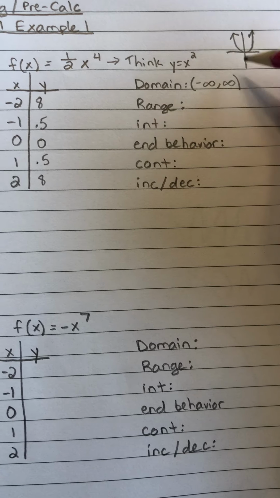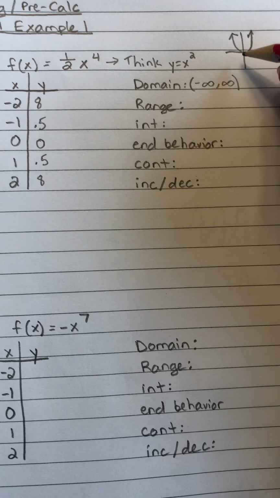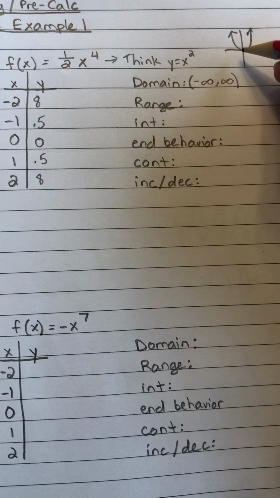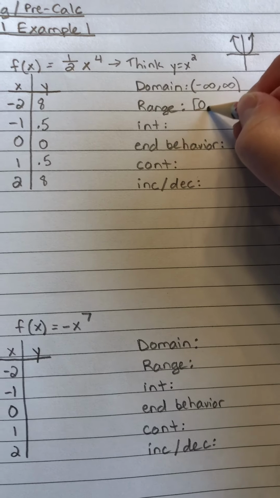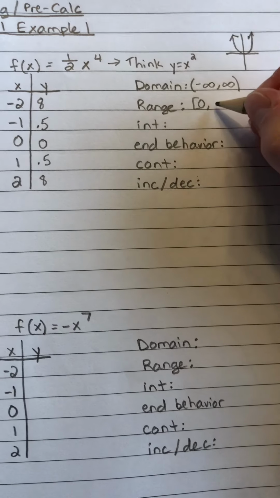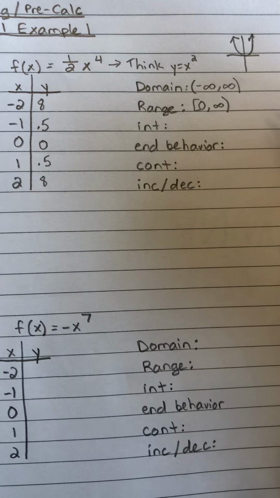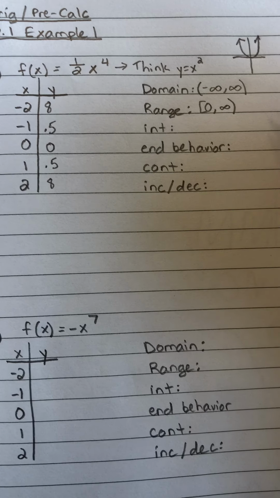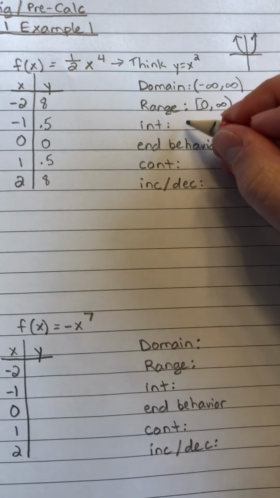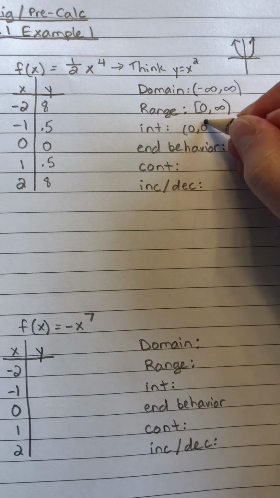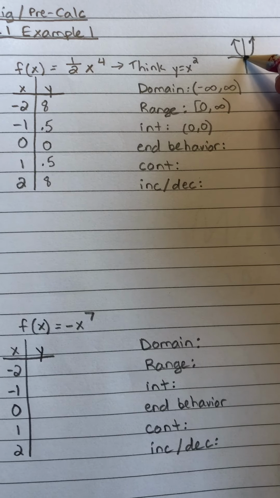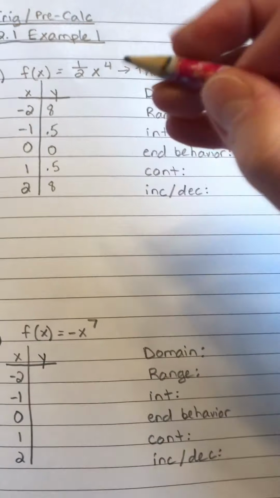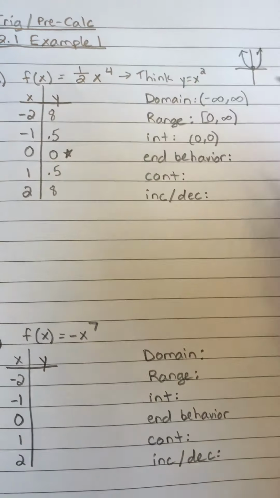Your range is going to be your y values. As I travel from the bottom up to the top, where did I start? I started at 0. I can include 0 because (0, 0) is a point on that graph, and I'm going to go all the way up to infinity. For your intercept, you are going to notice patterns throughout this section. That (0, 0) is going to be your intercept because we're not moving the graph up, down, left, or right. And again, that point (0, 0) was in your table and it was the middle point anyway.